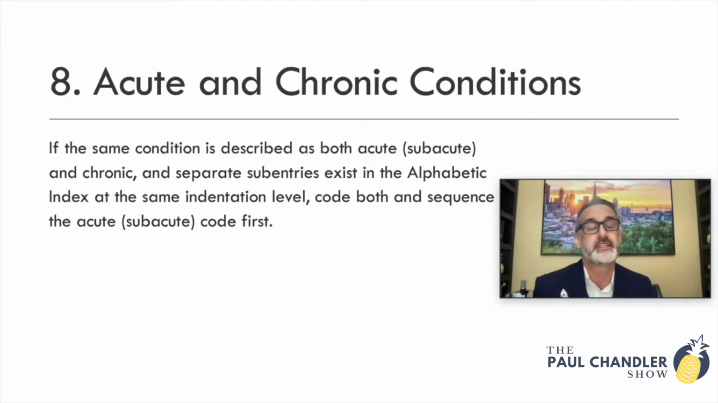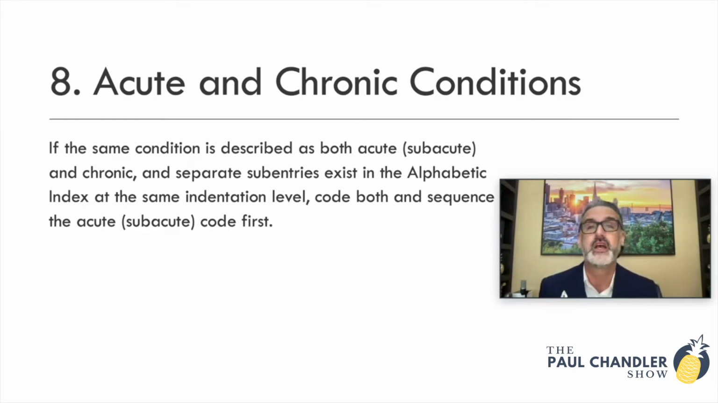Now, number 8 here deals with acute and chronic conditions. So sometimes a condition can be described as both acute, also known as subacute, and chronic. And looking at the guidelines here, it says that when we have both of them, code both, and the sequencing has acute going first. So sometimes we have one code that says acute and chronic. Other times we don't, depending on the condition. So we'll need one separate code for the acute status and a second code for the chronic status.